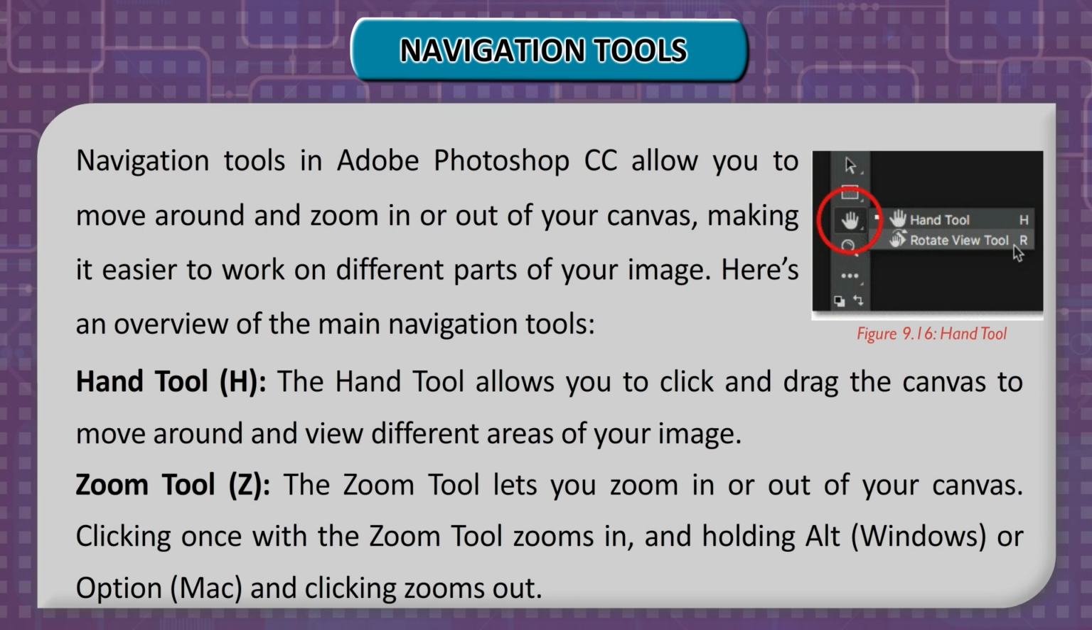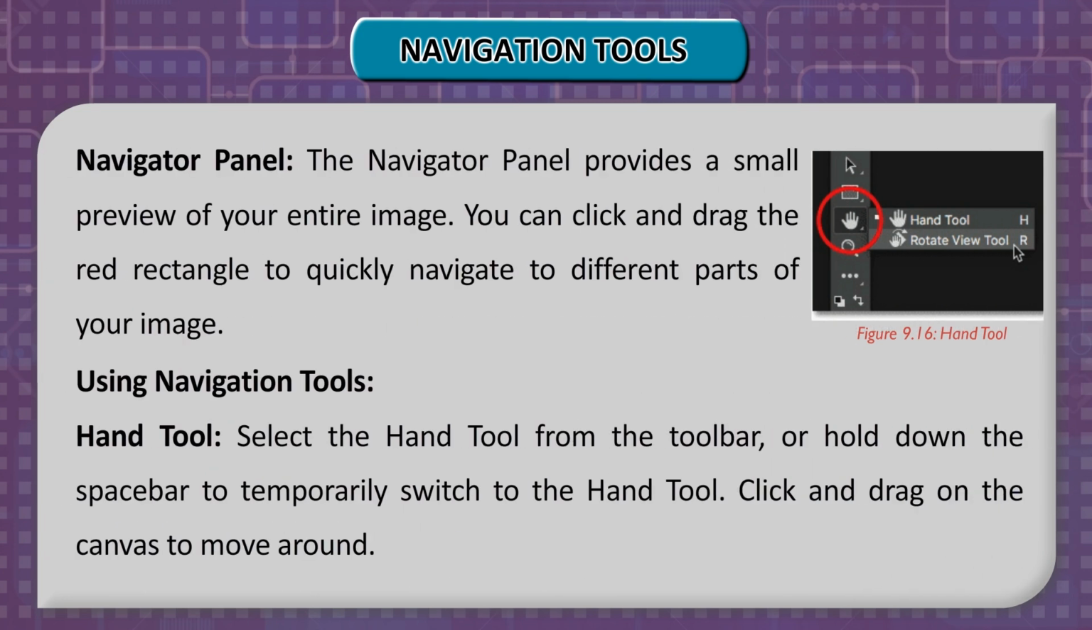Hand tool. H. The hand tool allows you to click and drag the canvas to move around and view different areas of your image. Zoom tool. Z. The zoom tool lets you zoom in or out of your canvas. Clicking once with the zoom tool zooms in, and holding Alt, Windows, or Option, Mac, and clicking zooms out.